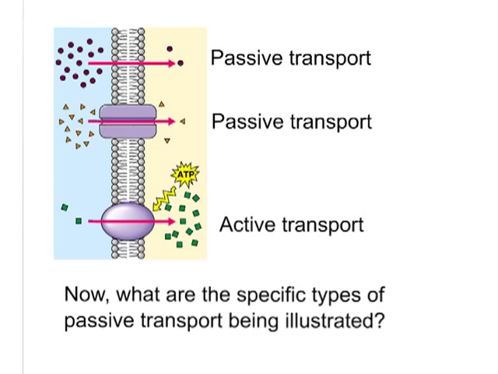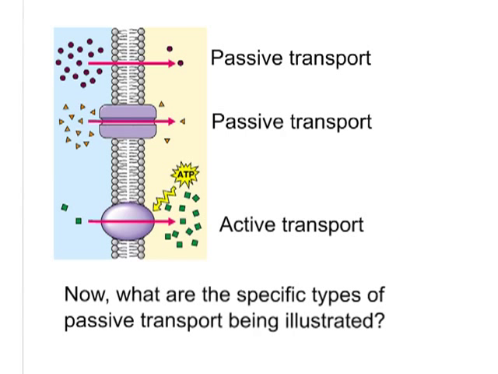Okay, here are the answers. We have passive transport here. We have passive transport here. We know that. Why? Because the molecules are traveling from a location of high concentration to a location of low concentration, and they do not require any energy in both these instances.